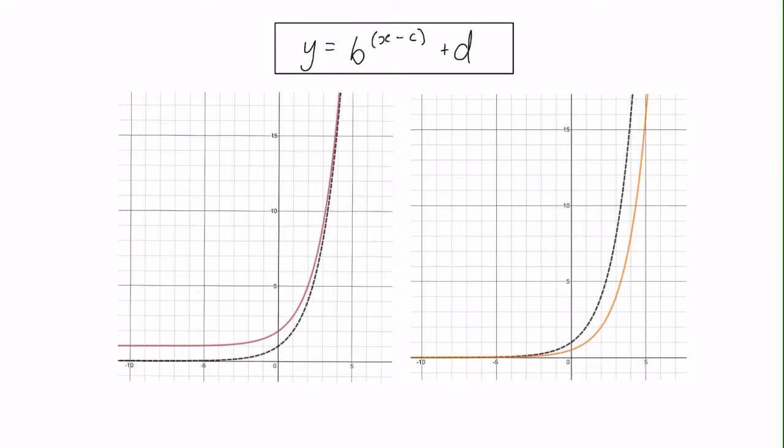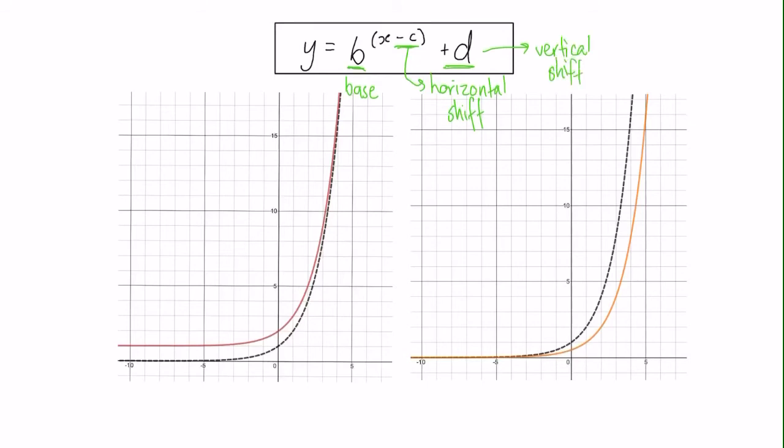Up the top here is the general format for the equation of an exponential graph. This b here represents the base number. Up here, that minus c, that represents the horizontal shift. And the plus d on the end, that represents the vertical shift.